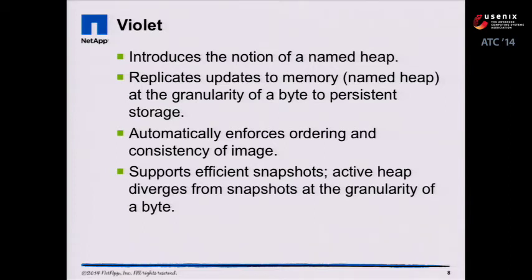So the idea behind Violet is we take the anonymous heap that you normally find, or BSS that you normally find in a program today, and we name it. So you now have a named heap. Let's just call it a file. Violet replicates the updates to that memory seamlessly and keeps it consistent automatically, and applications don't have to worry about any of that kind of stuff. We also provide byte-oriented snapshots and data management.